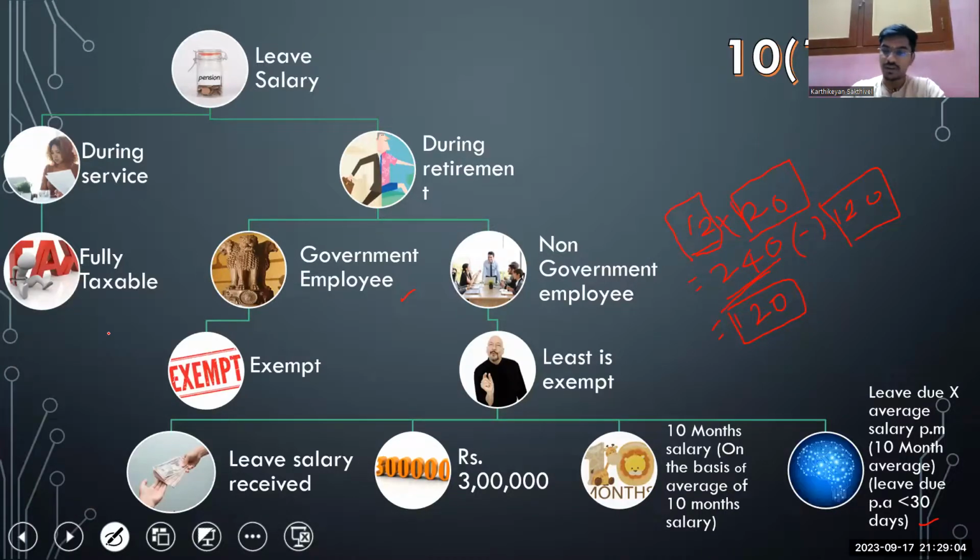Correct. So the next point is this 120 should not exceed 30 into your number of years of service, which is basically 600. Your leave due cannot exceed 30 days per annum. If it is more than 30 days per annum, you should restrict it to 30 days per annum. Leave due is your total leave entitlement minus your leave availed. So your leave due cannot exceed 30 days per annum, which means if you are employed for 20 years, 30 into 20, it cannot exceed 600 days. Is this point clear?